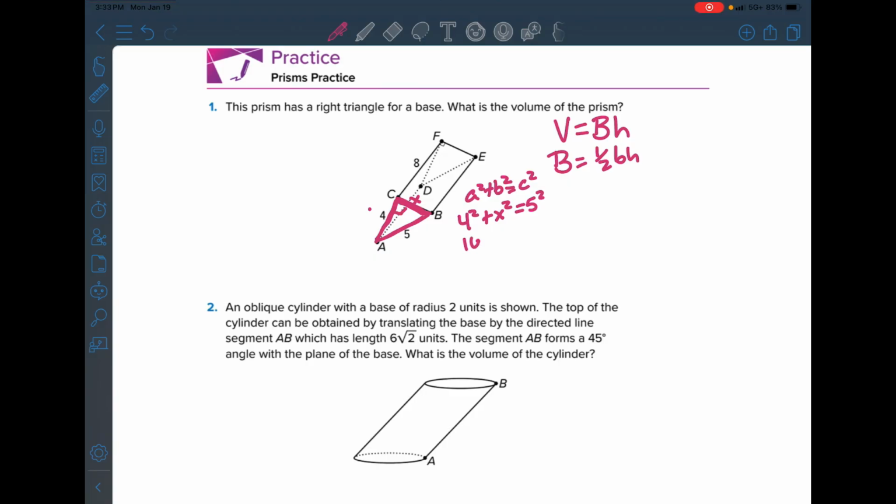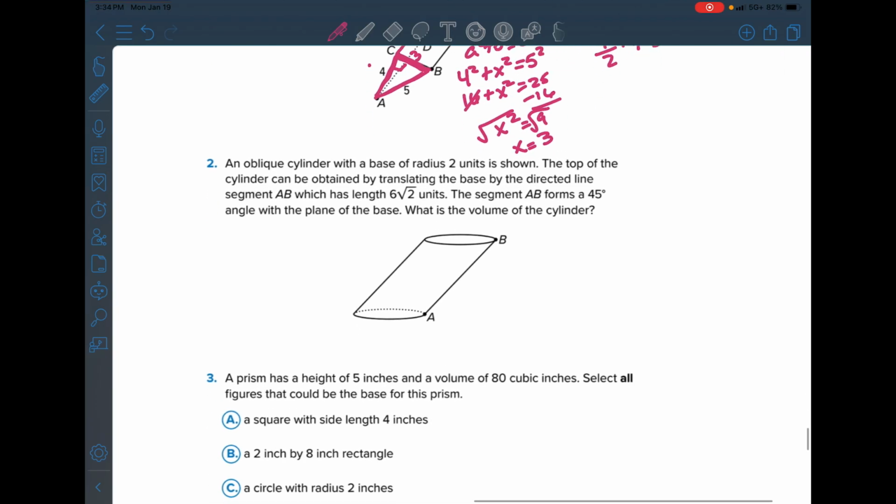So this is 16 plus x squared equals 25. Subtract this. And then we're going to take our square root. So x equals 3. So in this case, our base and height is 4 and 3. So we go 1/2 times 4 times 3 times the height of this, which is 8. So go ahead and do this problem and answer that.